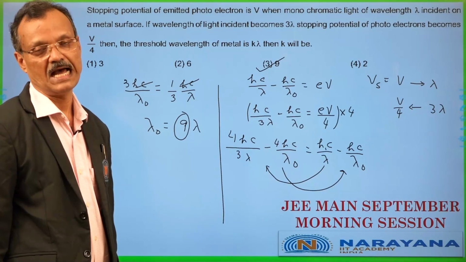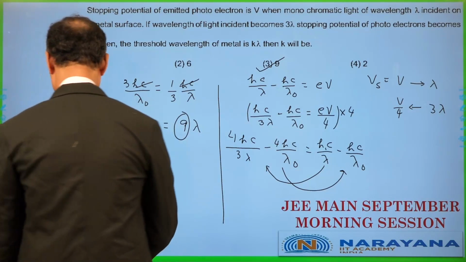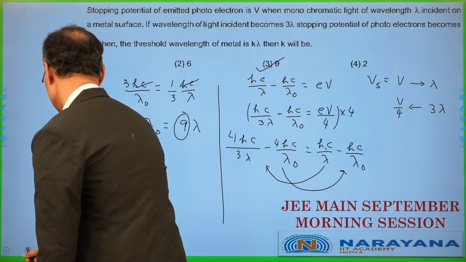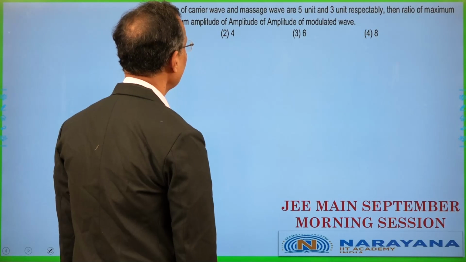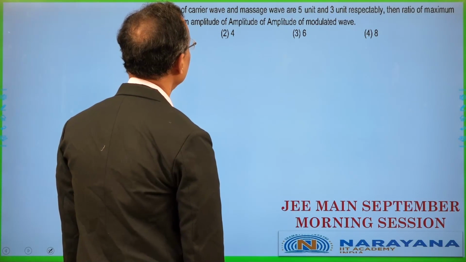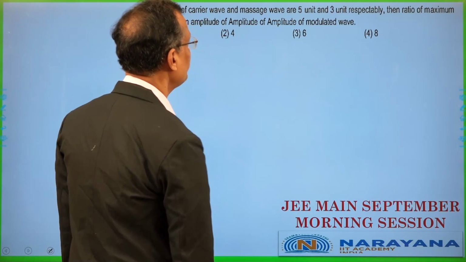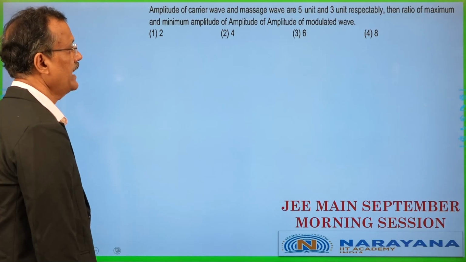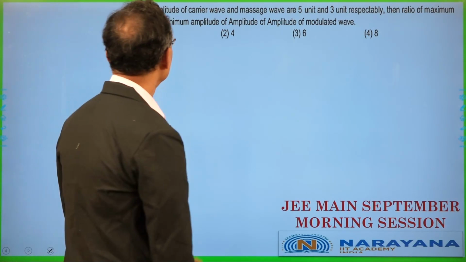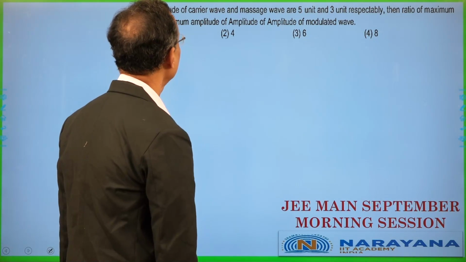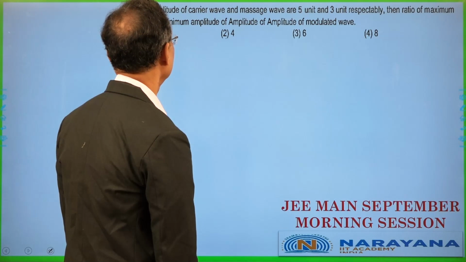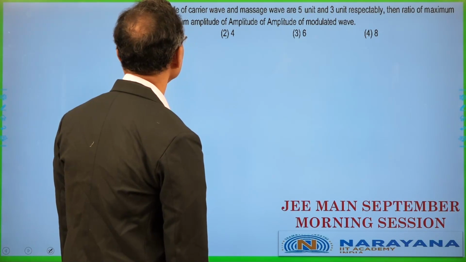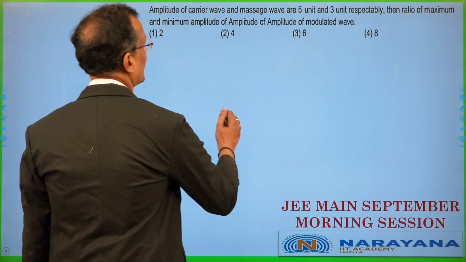Let us move now to the next problem. Now, the amplitude of the carrier wave and message wave are 5 unit and 3 unit respectively. They are asking you the maximum and minimum amplitude of the modulated wave. Right now, the 5 and 3 they have given you are carrier and message.